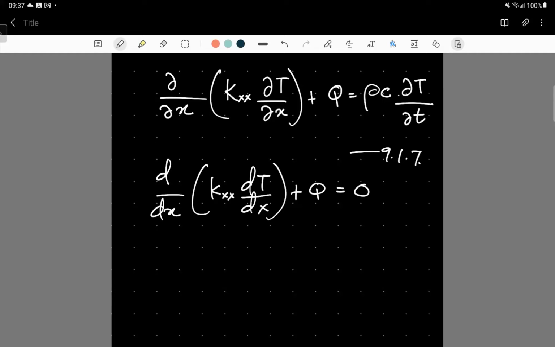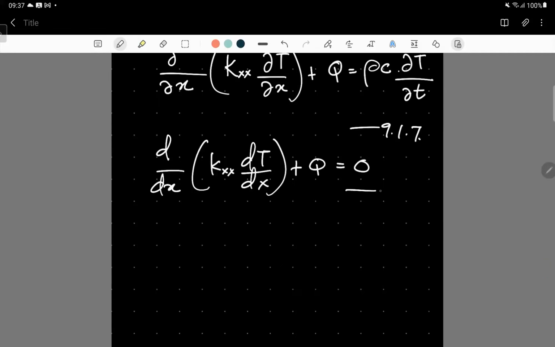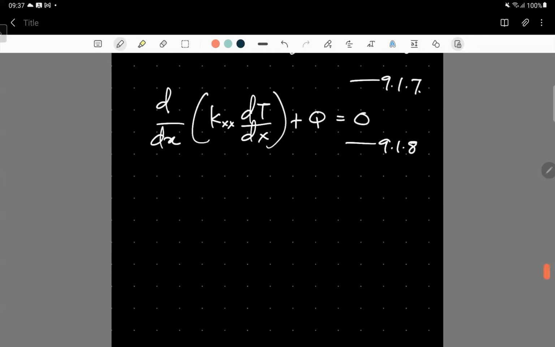So if we consider the thermal conductivity of the material to be constant for the steady state one-dimensional heat conduction problem, we can write down 9.18 in this form. Since the thermal conductivity is a constant, we can take it outside. The second derivative of T with respect to x, plus Q, is equal to 0.